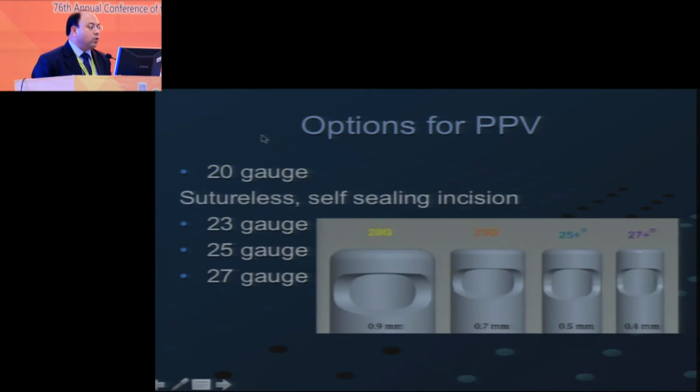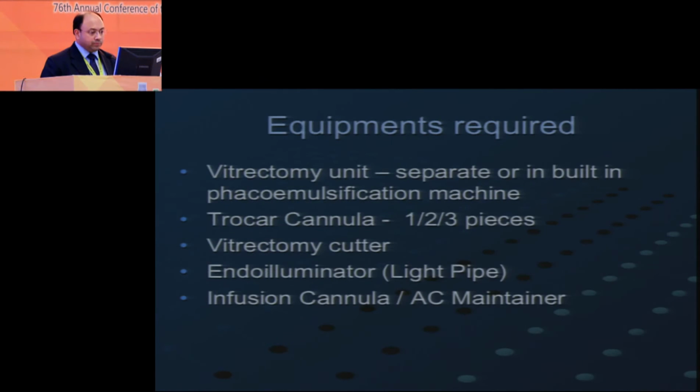In the past, we had only the option of 20 gauge, but nowadays with the sutureless techniques, we have the 23 gauge, 25 gauge and the 27 gauge options along with the use of the trocar and cannula. I will be describing the 23 gauge trocar cannula system here, which is the safest for an anterior segment surgeon to learn, and something which he can have easy access to.